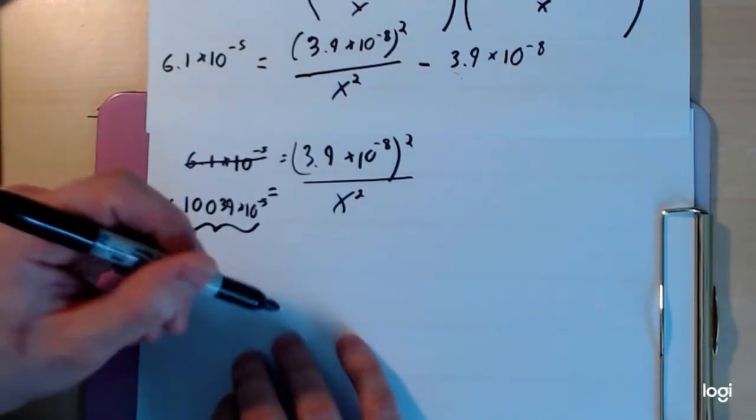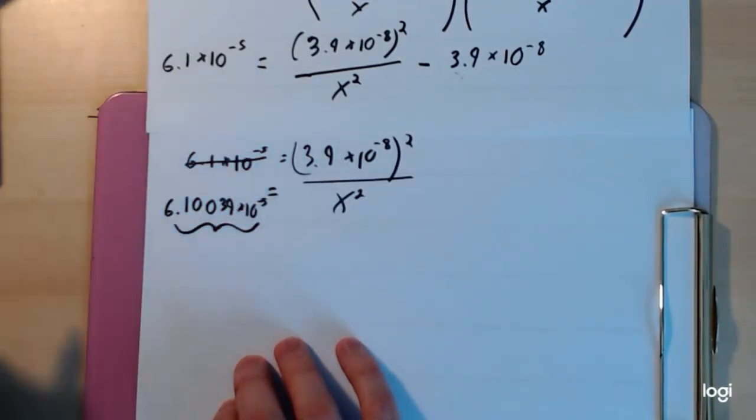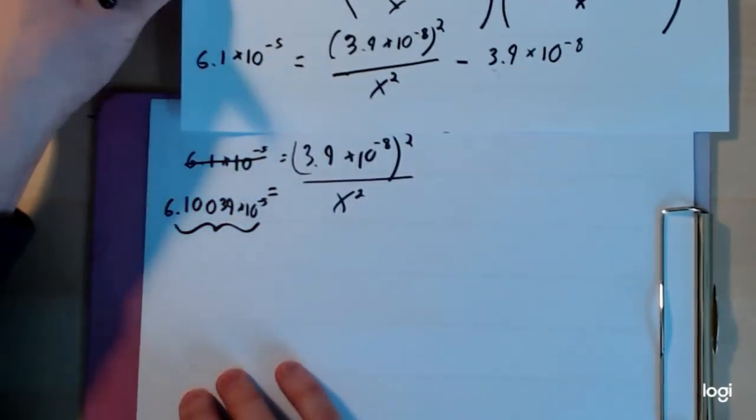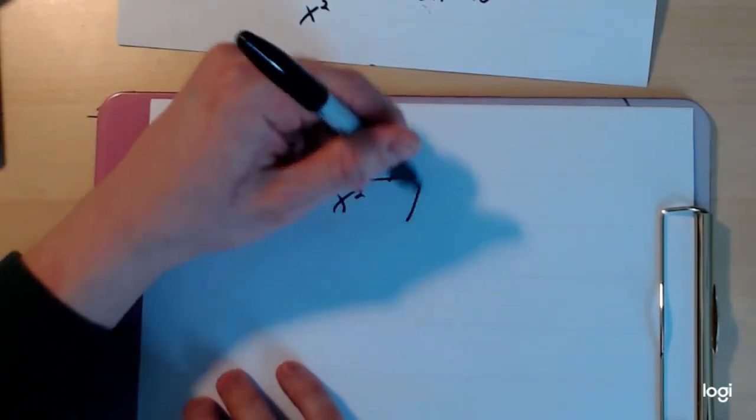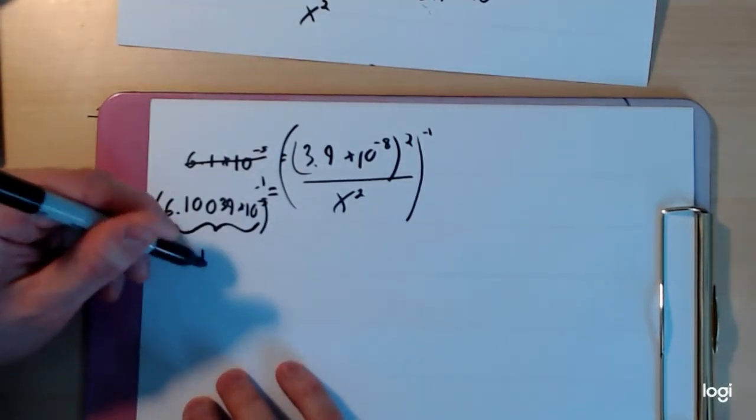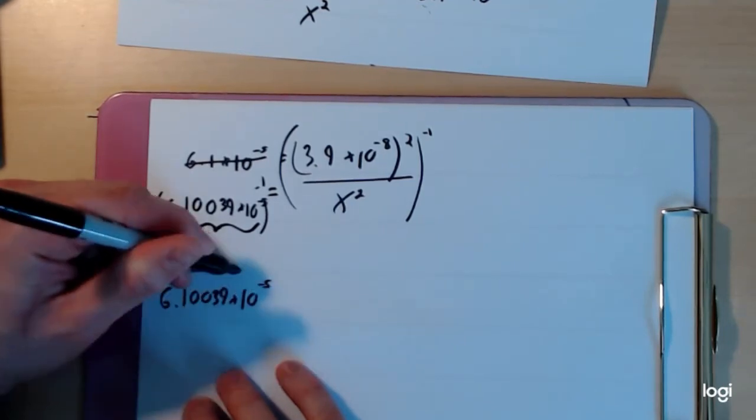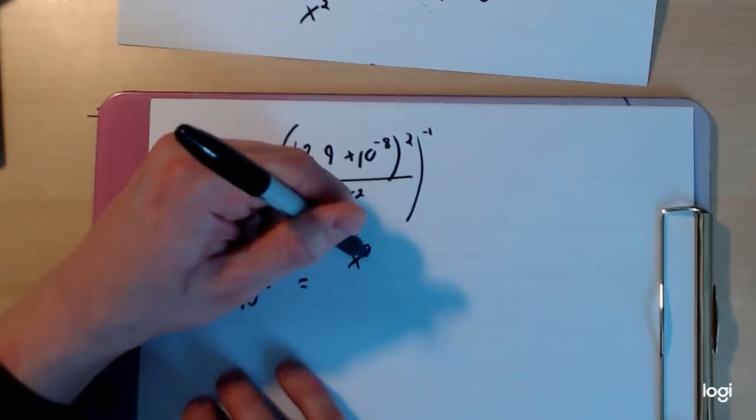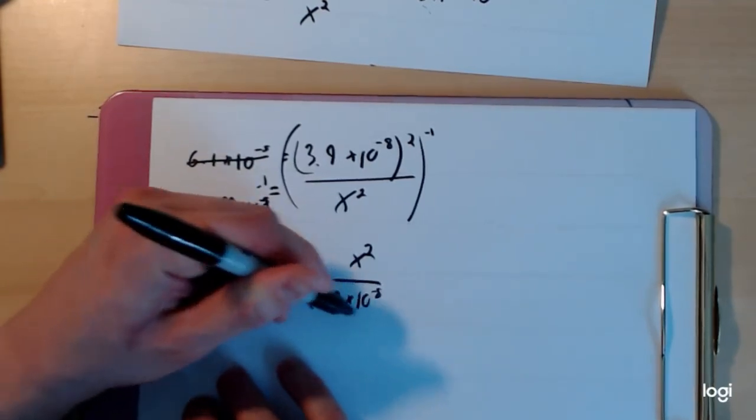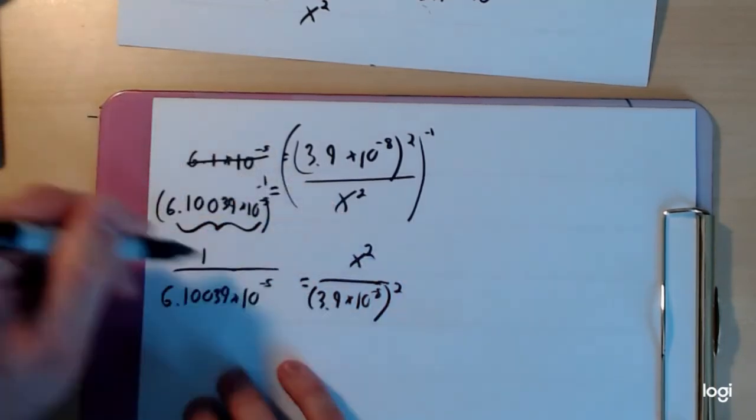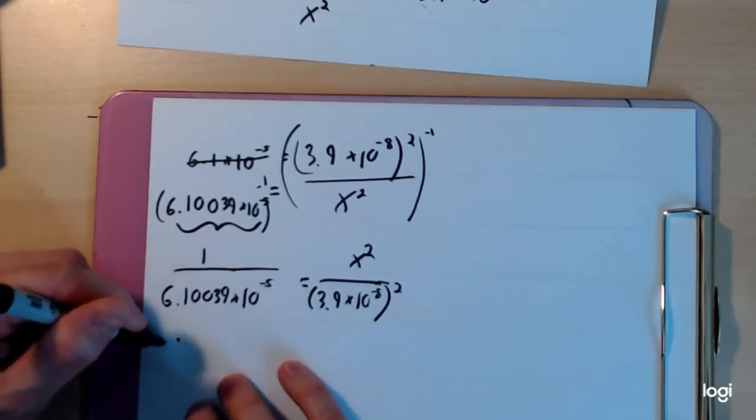If you're in a real world situation, though, you might just say this number is negligible compared to this number, so I'm just going to say it's 6.1 times 10 to the negative 5. Anyway, continuing on solving this, let's take the inverse of both sides to bring the x to the top. So we end up with 1 over 6.10039 times 10 to the negative 5 equals x squared over 3.9 times 10 to the negative 8th squared.